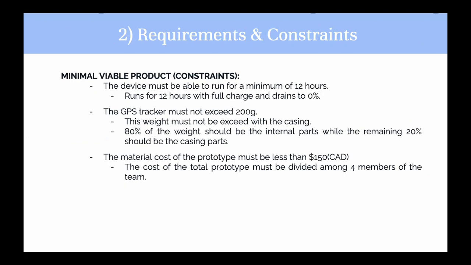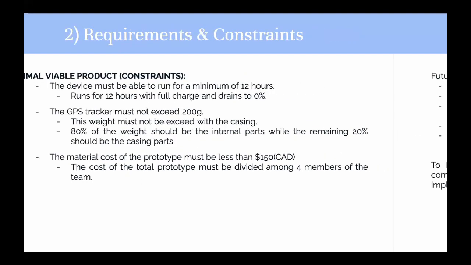For our minimum viable product constraints, the device must be able to run for 12 hours with the battery that it has. The GPS tracker must not exceed 200 grams. 80% of the weight should be the internal parts and 20% should be just the casing itself. The material cost of the prototype must be less than $150. We did have to order an extra chip because our chip wasn't working previously, so we had to order a new one. Even after ordering the new one, in total, everything is less than $150, and it will be divided among 4 members of the team.